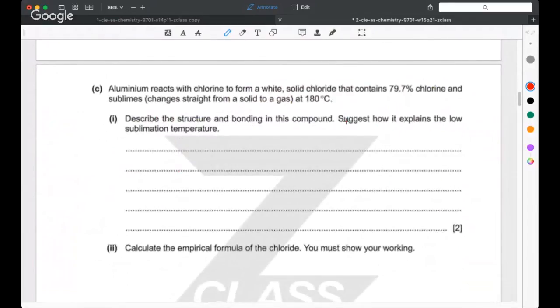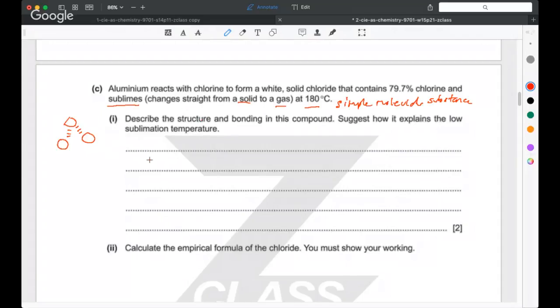All right, now, coming along here, we're looking at a compound of aluminium and chlorine, and it's changing from a solid to a gas, and the technical word for that is sublimation. It sublimes, and this is at a relatively low temperature. So when something has a low sublimation point, or a low boiling point, or a low melting point, that should be triggering in your mind that this is a simple molecular substance, meaning you've got small molecules, and within the molecule are covalent bonds, and between the molecules are intermolecular forces.